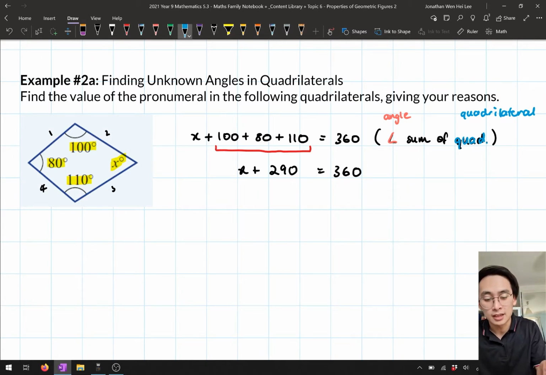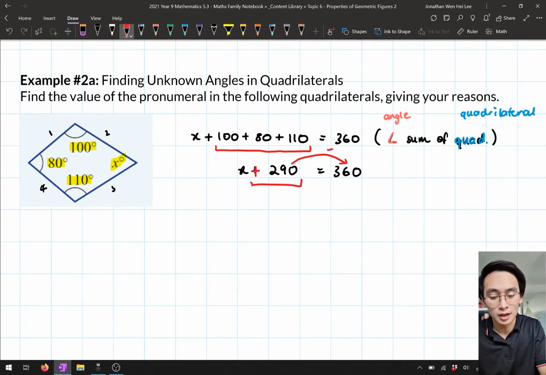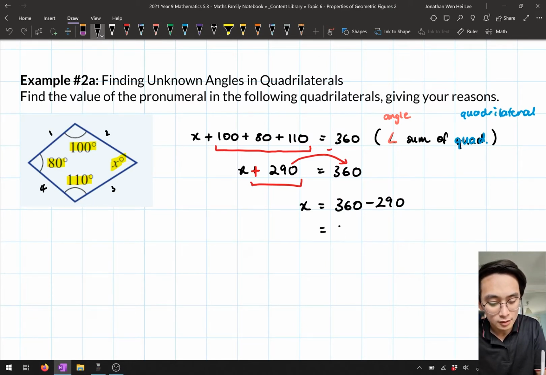Then the final step I need to do is move this 290 over to the other side and subtract it. Here it's a plus on this side. When I move it to the other side, it becomes a minus. And so x is equal to 360 degrees minus 290, and that tells me that x is 70 degrees.